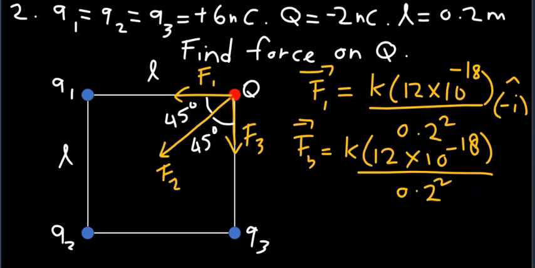The direction of F3 is vertically downward, so it's minus j hat. So i hat and j hat are unit vectors along the x-axis and y-axis respectively. Finally, F2.